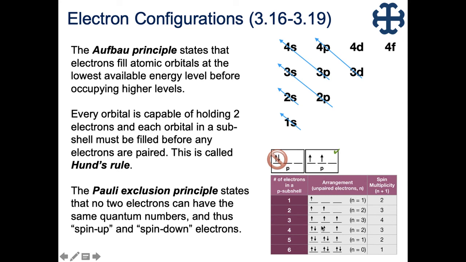Finally, we also have the Pauli exclusion principle, and that states that no two electrons can have the same quantum numbers. And we're going to talk about those in a second, but this is in part where our property of spin up or spin down comes from, and that's what we represent with our up arrows or our down arrows.